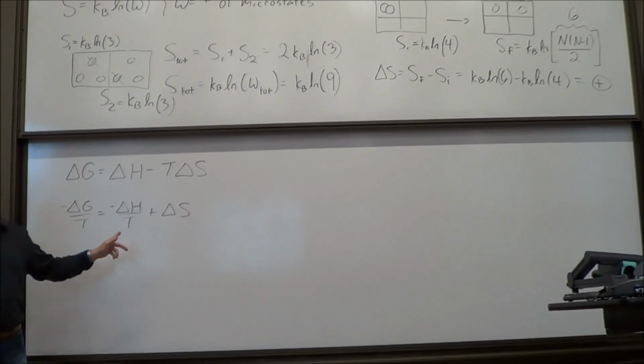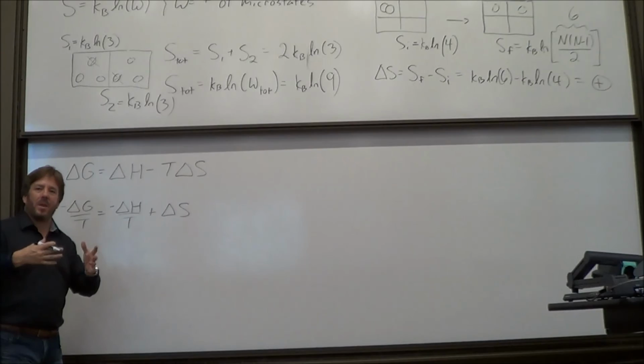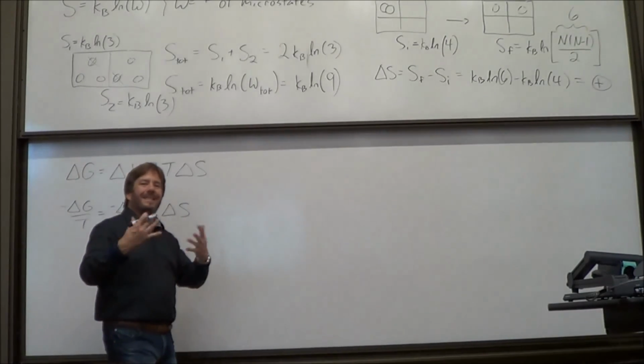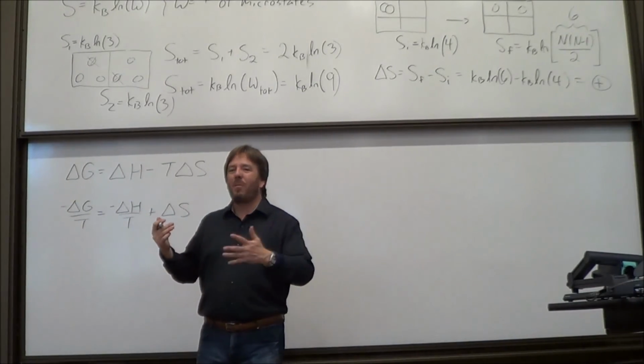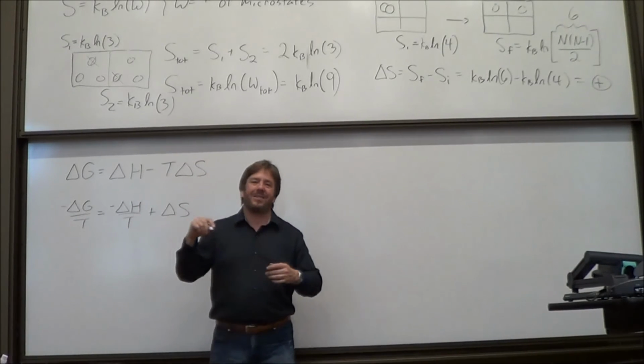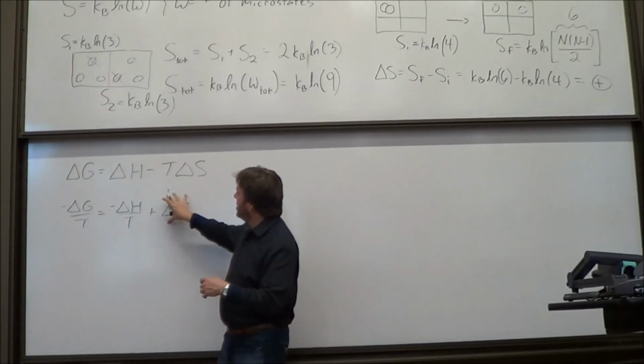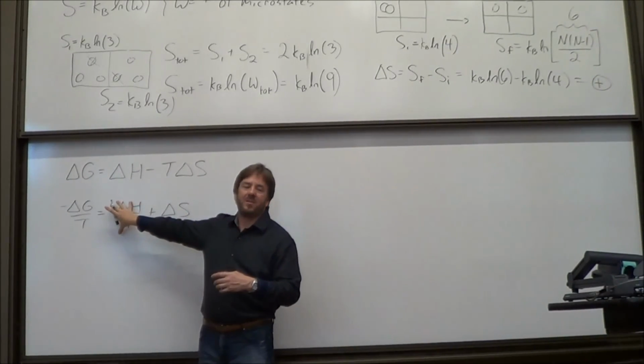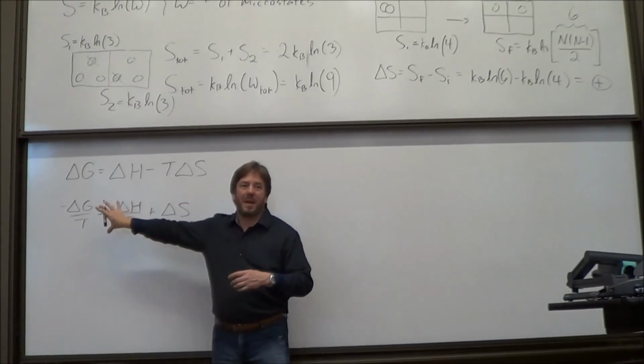Delta H, right. Remember, you were taught that delta H tells you whether something is exothermic or endothermic. That's the change in heat, right? Remember, we said under constant pressure that delta H is heat. So entropy change of the system plus entropy change of the outside. So this is actually total entropy.